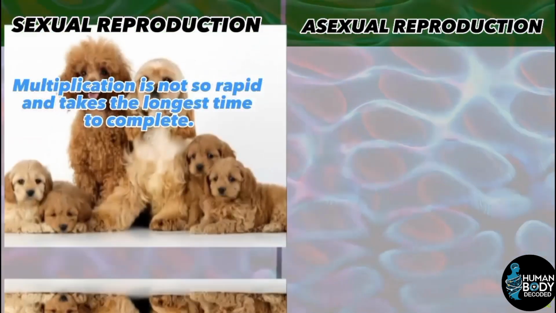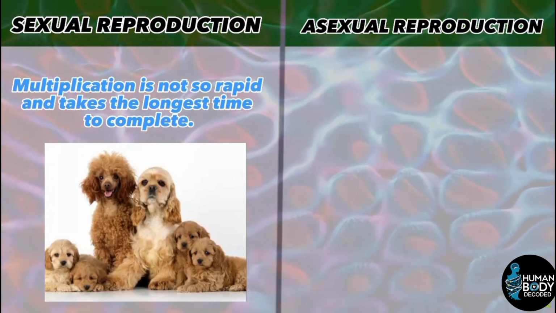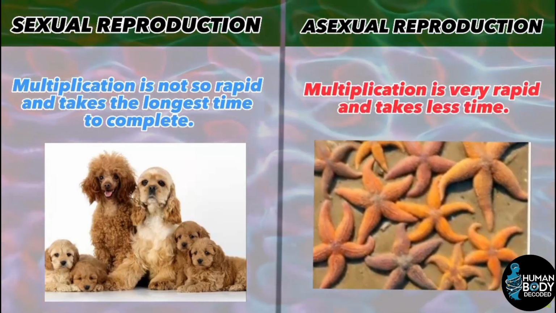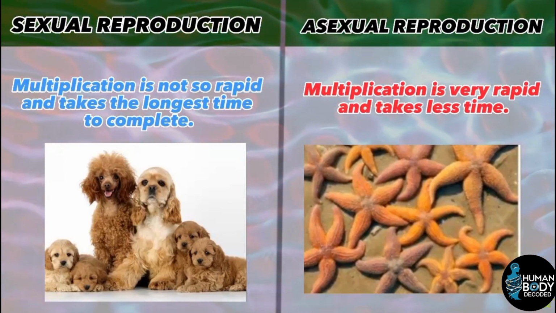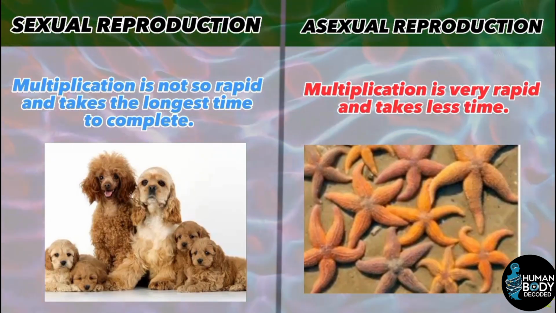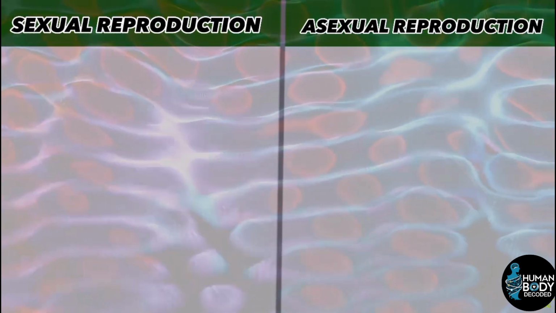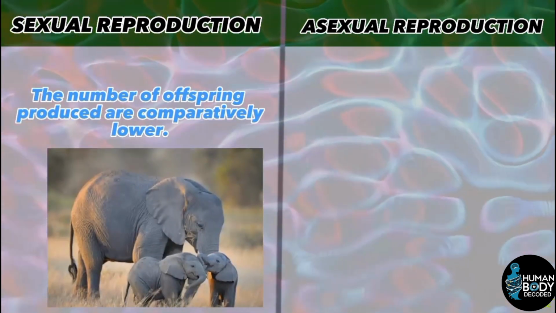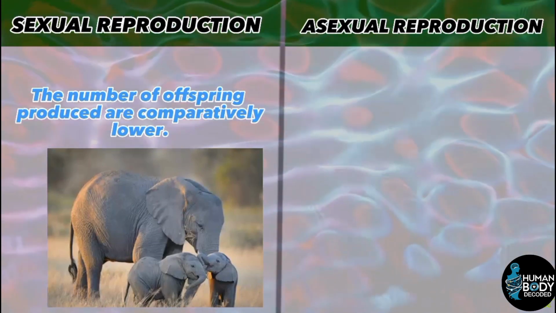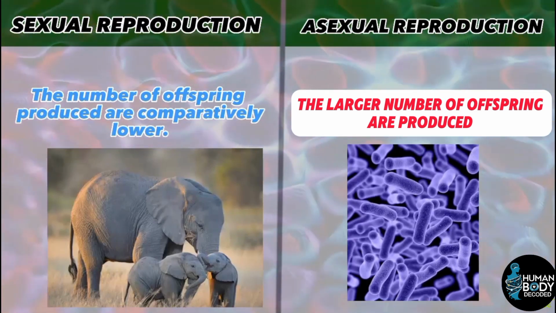Difference number 11. In sexual reproduction, the offspring produced multiplies very slowly, taking a lot of time. It doesn't happen quickly. But in asexual reproduction, since only one parent is involved, reproduction is much faster, and many offspring are produced in a short amount of time. Difference number 12. As I mentioned, sexual reproduction is slow, so the offspring produced in sexual reproduction are few in number. But in asexual reproduction, the process is rapid, and a larger number of offspring are produced.